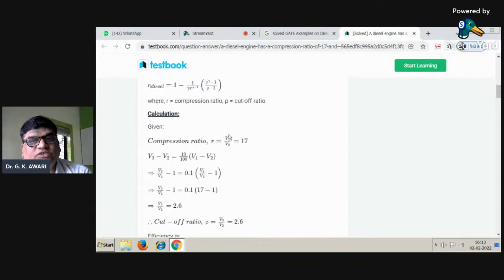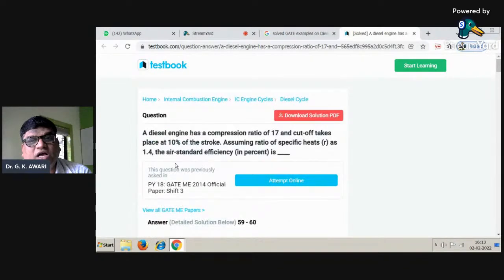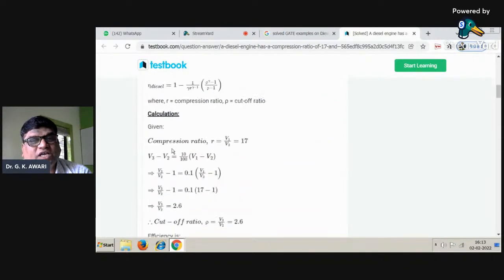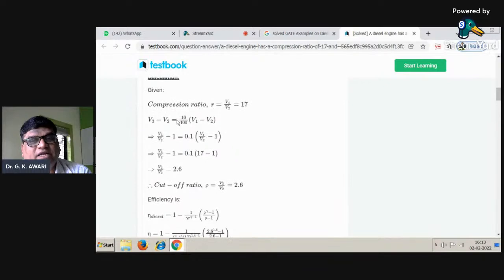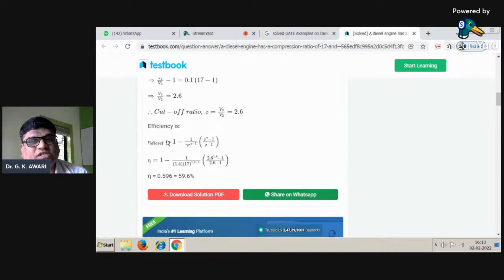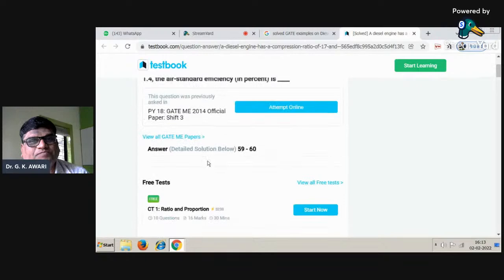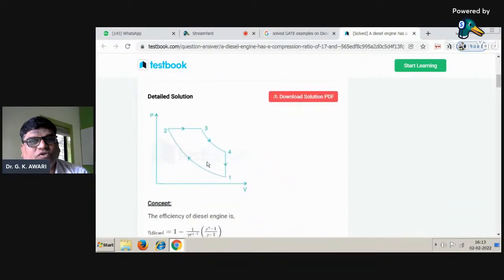So compression ratio r_c is equal to V1 by V2, which is equal to 17. And then V3 minus V2 is 10 by 100 into V1 minus V2. So we calculate the value of V3 by V2 as 2.6. Therefore, the cutoff ratio is V3 by V2, which is equal to 2.6. Now put the values in this equation: 1 minus 1 by r_c to the power of gamma minus 1, in bracket rho to the power of gamma minus 1 divided by gamma times rho minus 1. So it is coming out to be 59.6%. So you have to solve these questions like this.